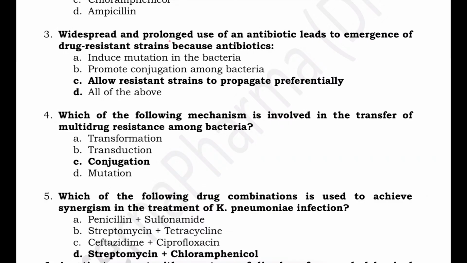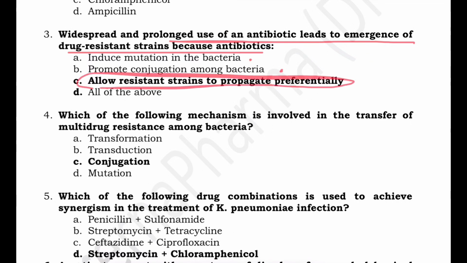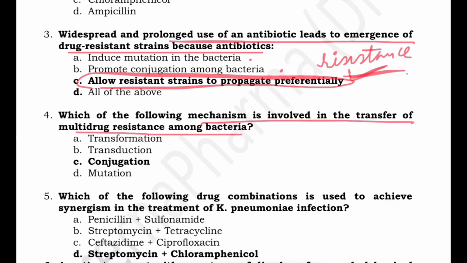Widespread and prolonged use of an antibiotic leads to emergence of drug resistant strains because antibiotics induce mutation, promote conjugation, or allow resistant strains to propagate preferentially. Basically, indiscriminate, inadequate or undue use of AMAs will result in development of resistance, and this resistance is because the resistant strains propagate preferentially. That is the major criterion. Which mechanism is involved in the transfer of multidrug resistance among bacteria? The most common mechanism is conjugation.